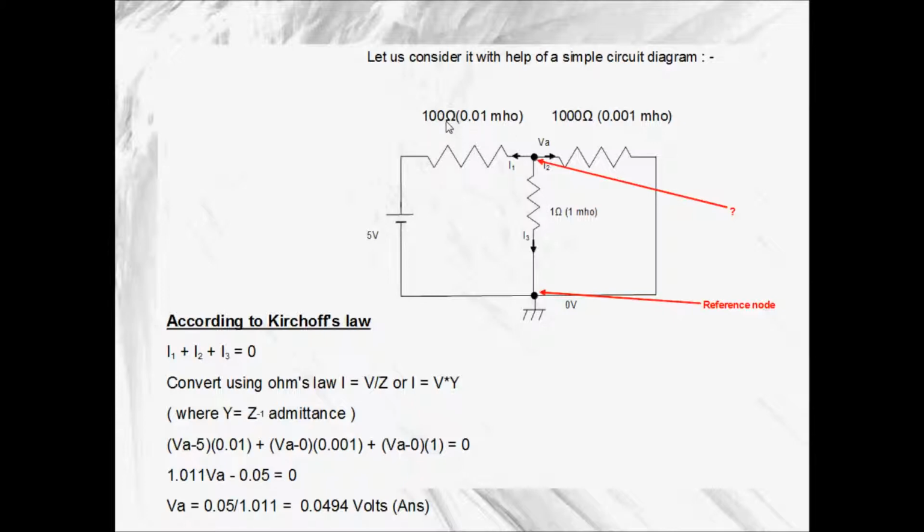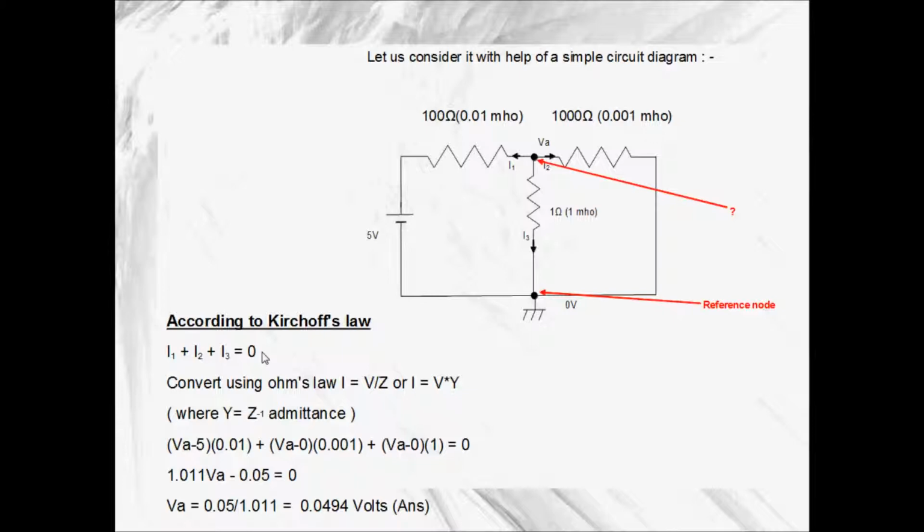Okay, so we have converted these resistances into equivalent admittances. For 100 ohm it is 0.01 mho, for 1000 ohm it is 0.001 mho, and for 1 ohm it is equal to 1 mho of admittance. According to Kirchhoff's law, at the junction, as you can see in this arrow, we can write I1 plus I2 plus I3 should be equal to 0.